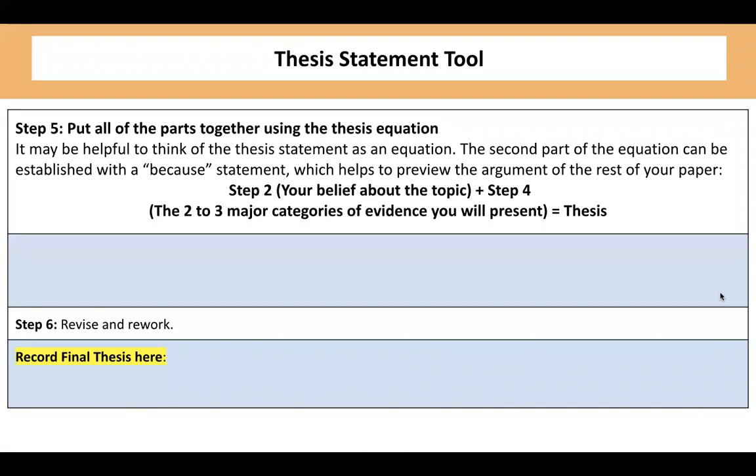These are the last 2 steps of the tool. You may wish to pause here and work on these 2 steps on your own. What you may notice is that in step 5, we actually are looking back to step 2, which was our initial answer, our belief of this topic, and we're going to look at step 4. So this is where our equation comes back, right? And what you're going to notice is that that plus sign here is a because, and that's going to be what helps to bind everything together to form our thesis statement.